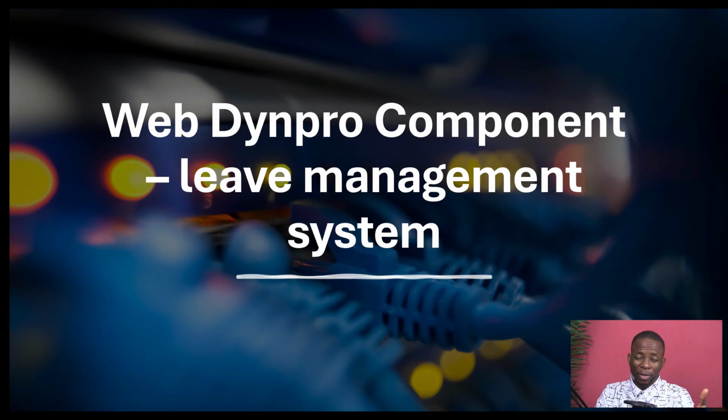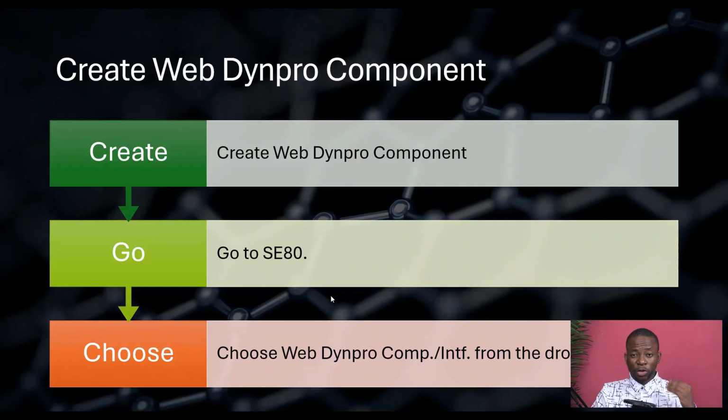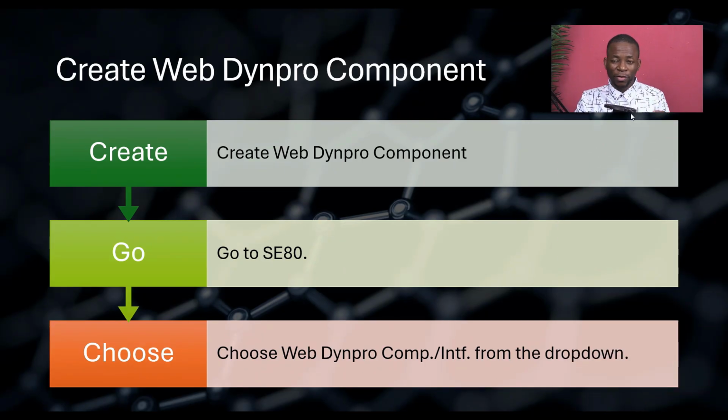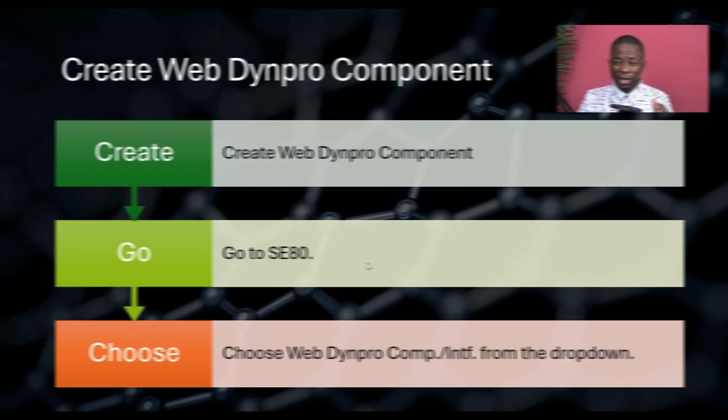So the Web Dynpro component adds more graphical user interface to the interaction. So I'm going to show you how to create the Web Dynpro. Of course, Dynpro means dynamic programming. So I'm going to show you how to create the Web Dynpro in just a few steps. I'll be giving you all the steps and then we'll do it in the SAP GUI. So the first step is to create the Web Dynpro component. We use the transaction code SE80.